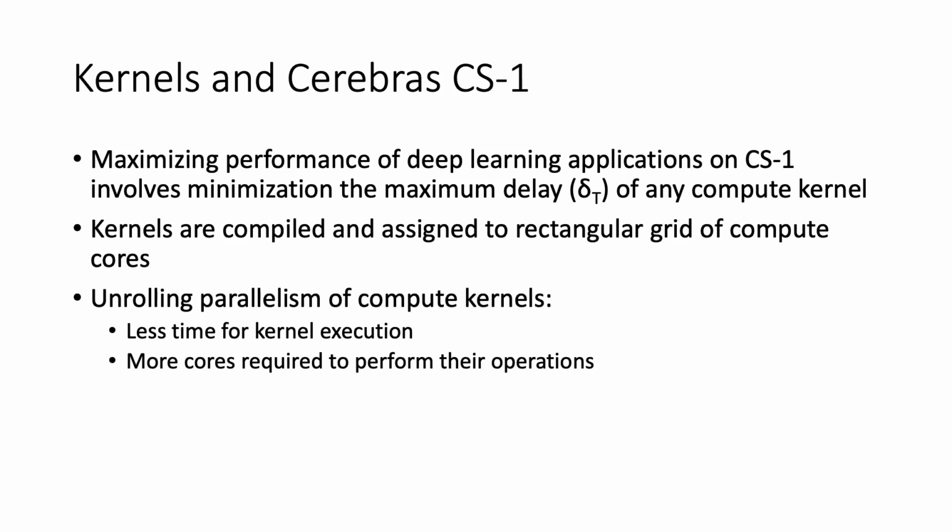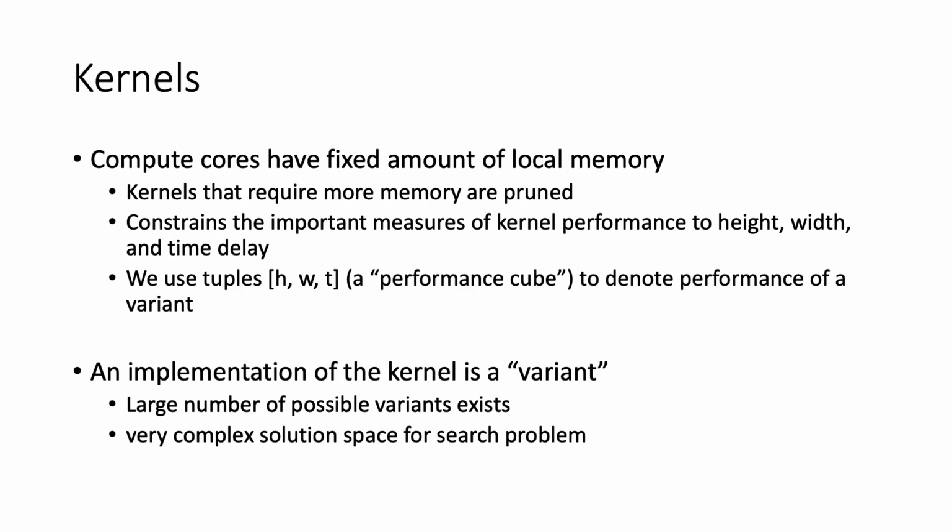The kernels are compiled, and they're going to be assigned to rectangular grids of compute cores. And there are opportunities to unroll parallelism. If you unroll and use more cores, you obviously get better performance, but you're also using up more resource. And so there's a trade-off of how much you can unroll a particular kernel and what it takes from other kernels in that graph. Each of these compute cores has a fixed amount of local memory, and so there's a constraint with this as well.